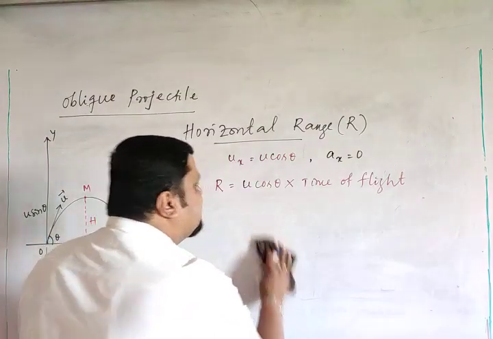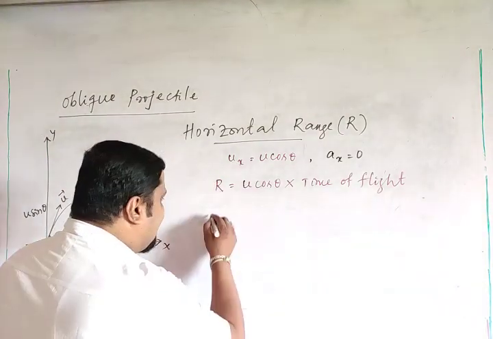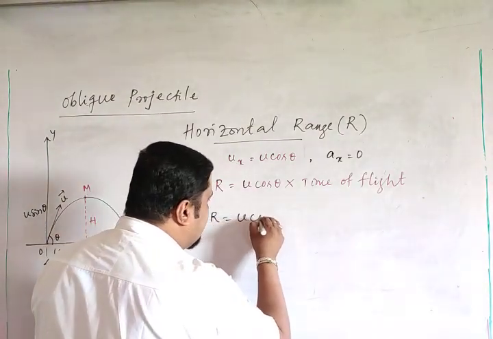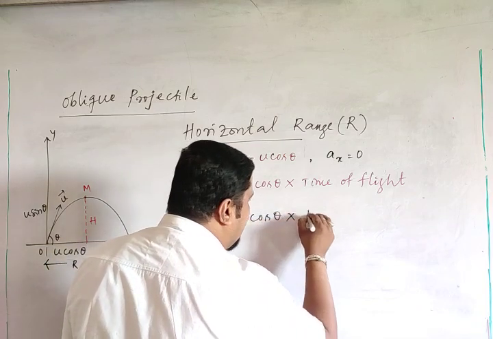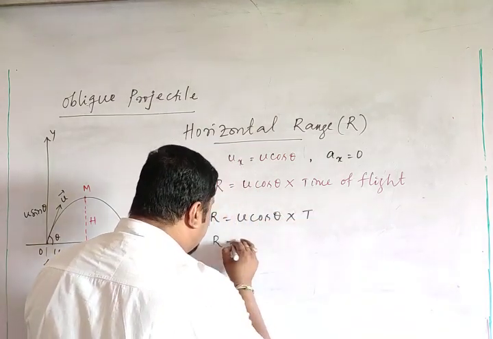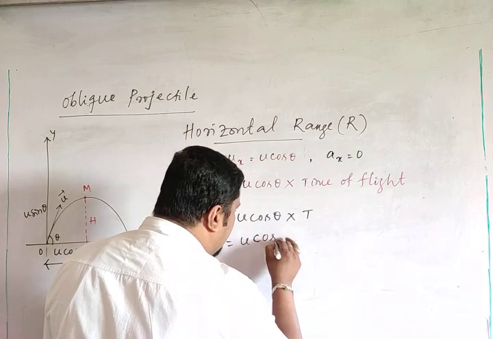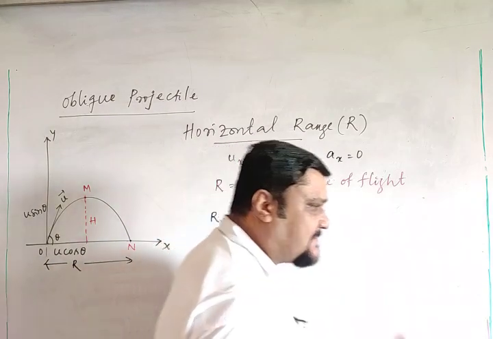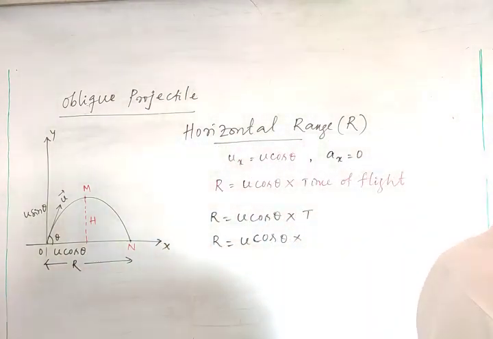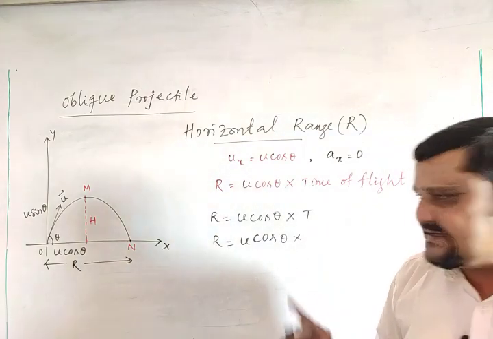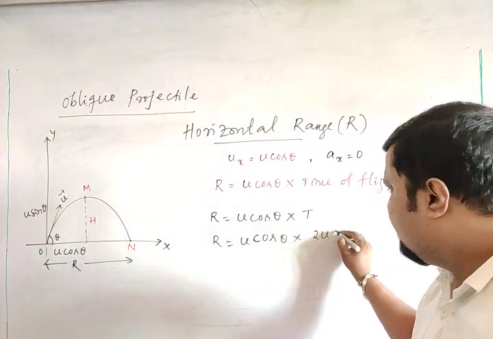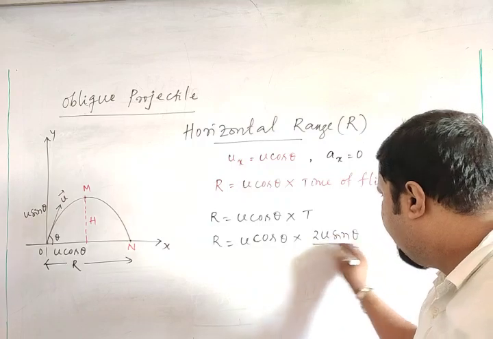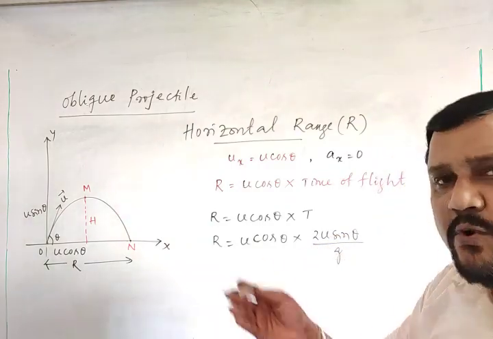So R is equal to u cos theta into the time of flight T. What is T? We already have the expression for T: T is equal to 2u sin theta by g. Remember this one, we have already derived 2u sin theta by g. Otherwise, you can go back.